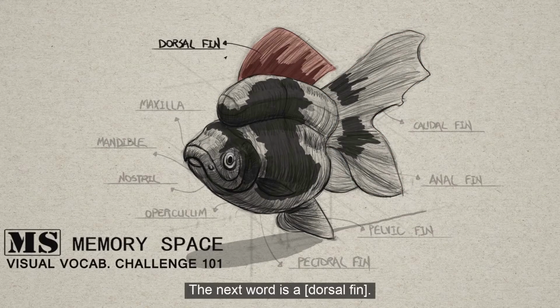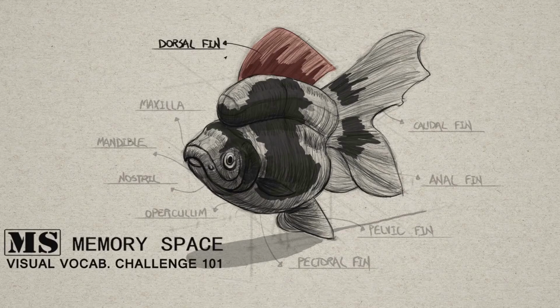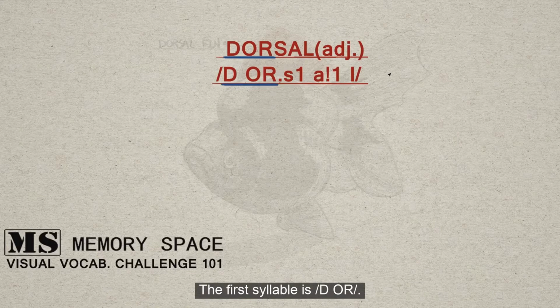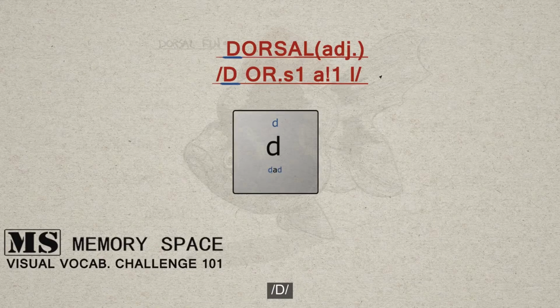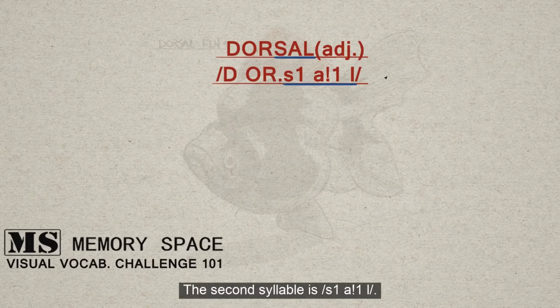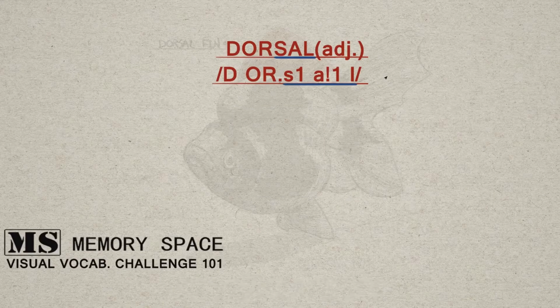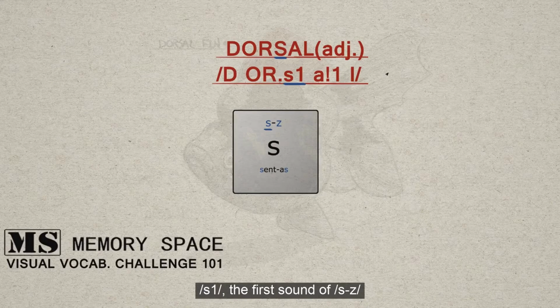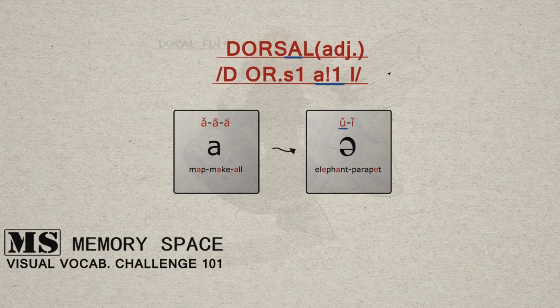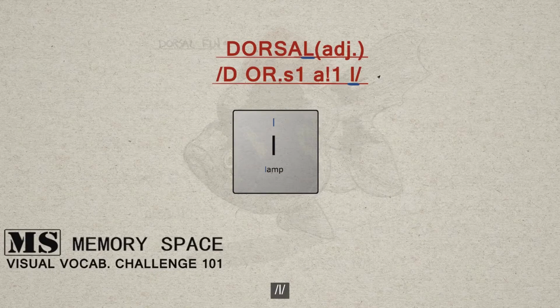The next word is a dorsal fin. Dorsal has two syllables and the stress is at the first one. The first syllable is door, the, or, all controlled by R. The second syllable is so, s. The first sound of s, the first schwa sound reduced from a. The first sound of a, r, o.